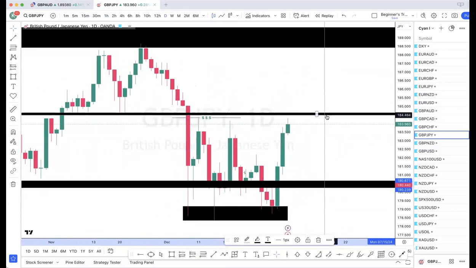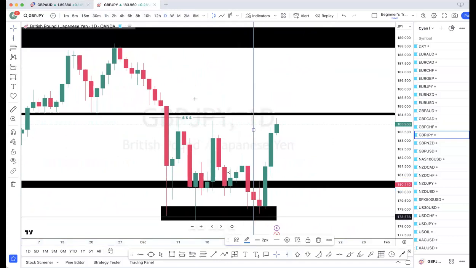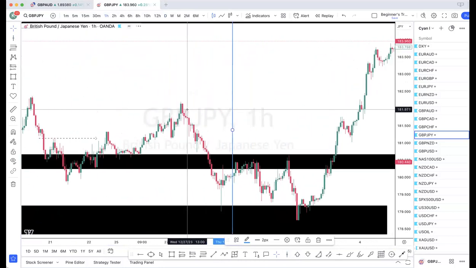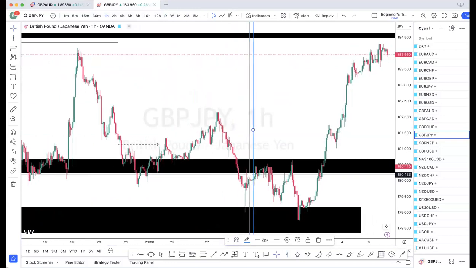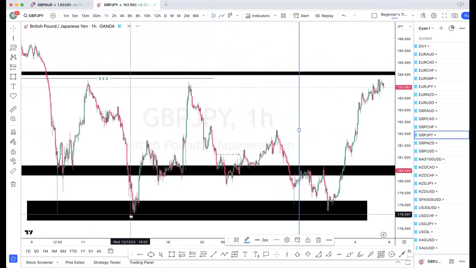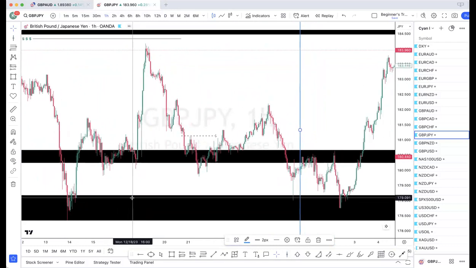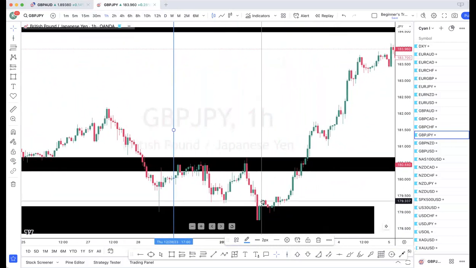Because I was anticipating, and I'm going to mark up this inside bar right here. Because on the 1 hour, so you're saying like from here. So I was anticipating price coming back to this zone right here, right? And then once price got to this zone and then broke here.